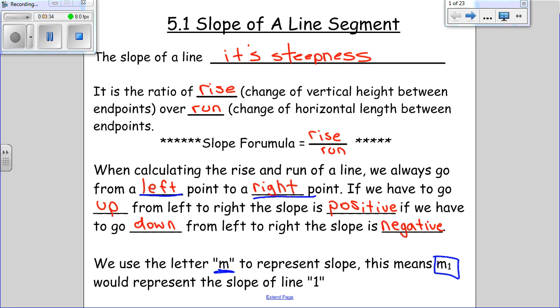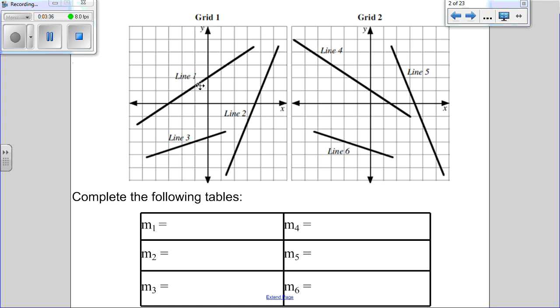Alright, on the next slide we have 6 examples. We're going to try to calculate the slope of all 6 examples. I'll do 1 and 2 with you, you'll do 3, and then I'll do 4 and 5 with you, and you'll do 6. On the bottom you'll see there's a chart that you need to fill out. This means slope of line 1, M1. You look up, you find line 1 right here. They want you to calculate this.